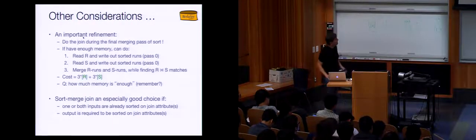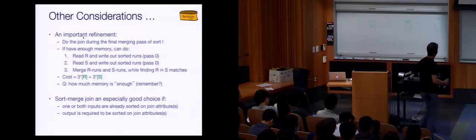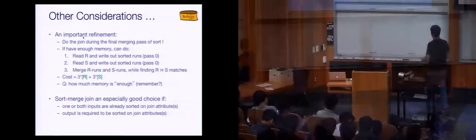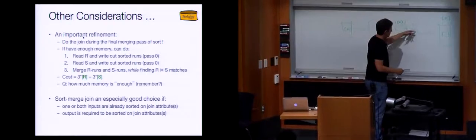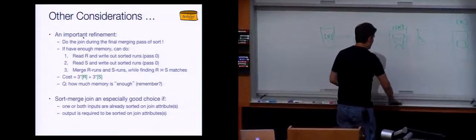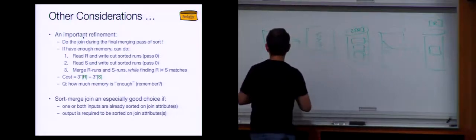Okay. So here's an important refinement on sort merge that's going to make it a bit cheaper. When we're done generating these partitions of R, rather than merging R and generating an output, why don't we just do the join right here? So look, we're going to do the same thing for S.